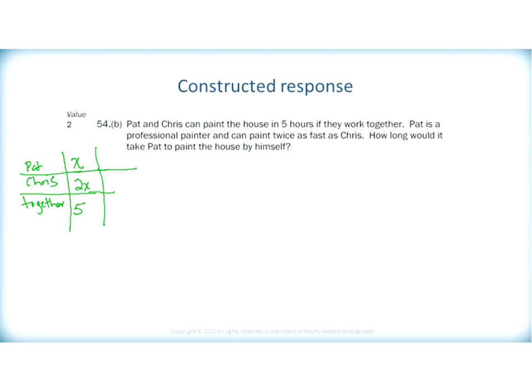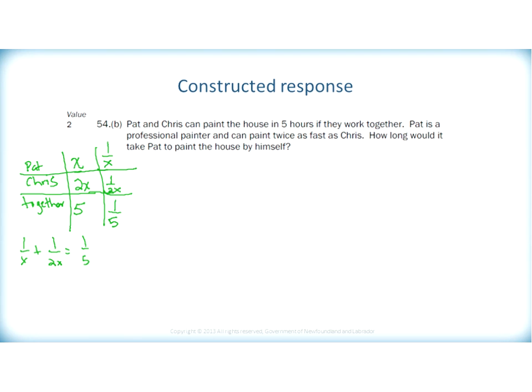So how much can Pat do in 1 hour? Pat can do 1 over X, and Chris can do 1 over 2X. And together in 1 hour, they can do 1/5. So one rational expression would be 1 over X plus, that's Pat, plus Chris, 1 over 2X will equal 1/5.